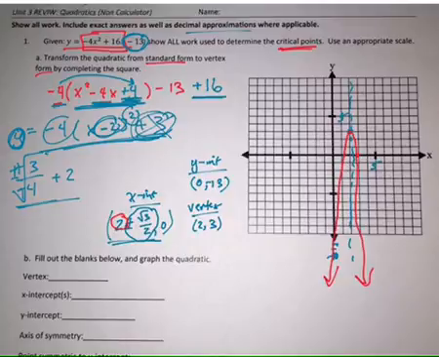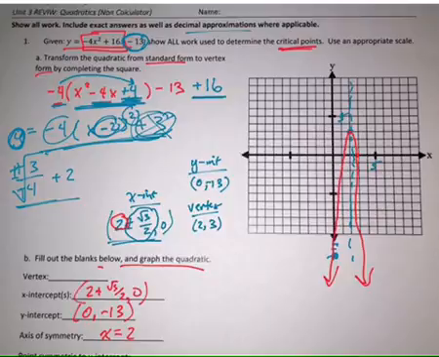Okay. Makes sense. And now it says fill out the blanks below and graph the quadratic. Oh, I guess I've already filled that out. So the axis of symmetry is x equals 2. The y-intercept is 0, -13. The x-intercepts are 2 plus √3 over 2, 0, and 2 minus √3 over 2, 0. And the vertex is 2, 3.